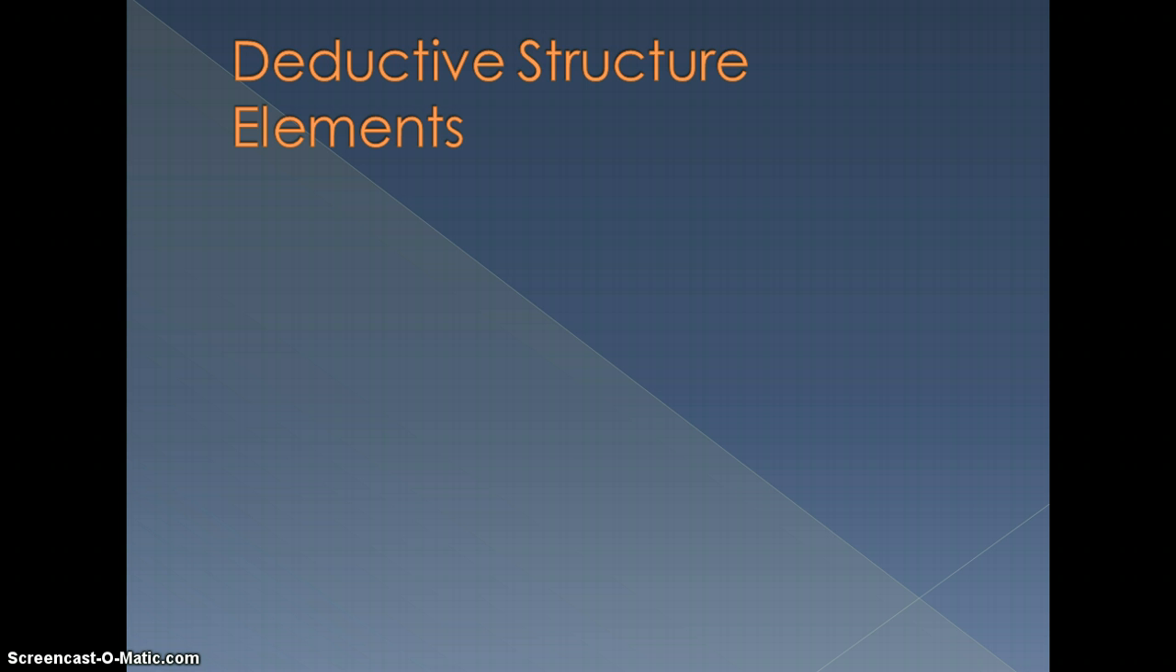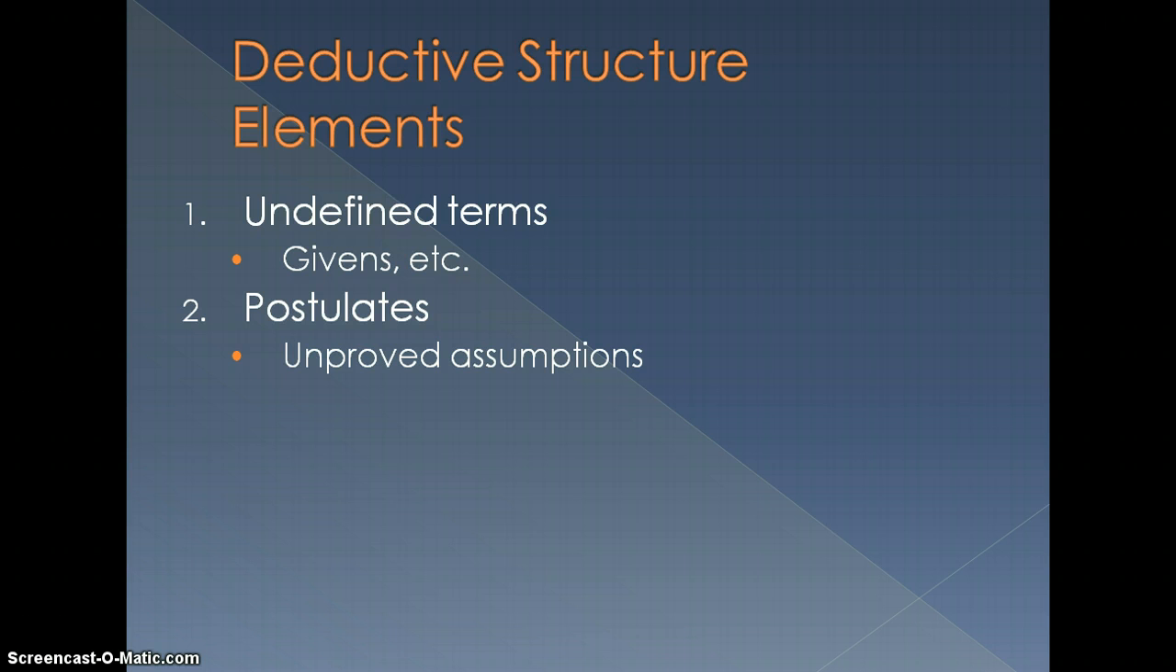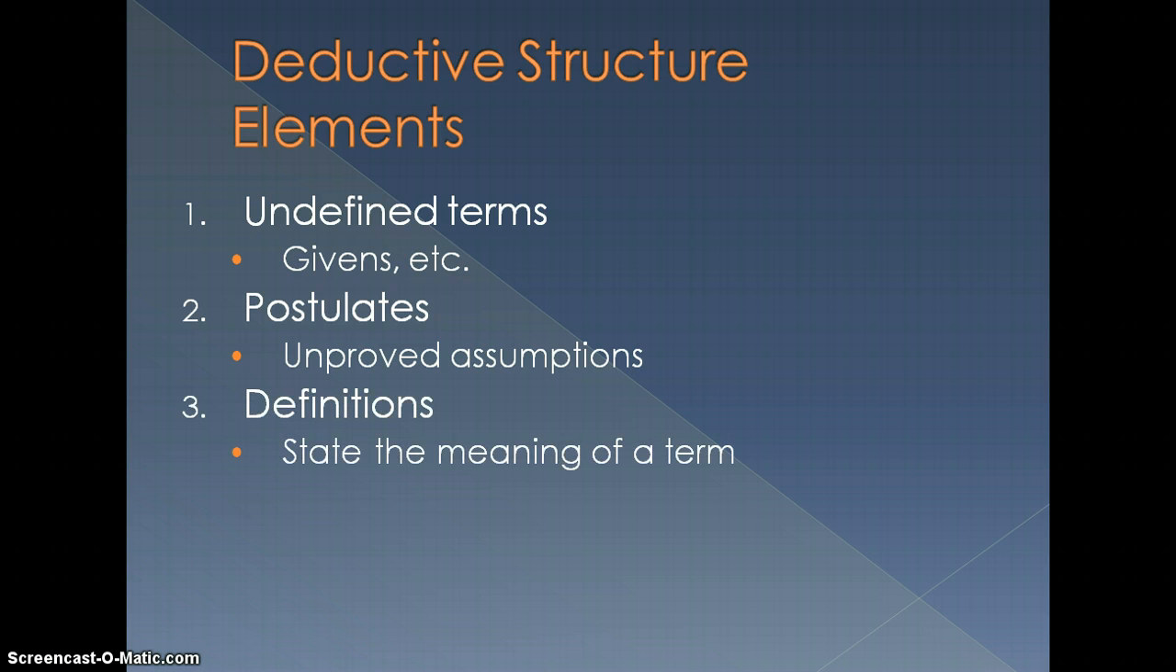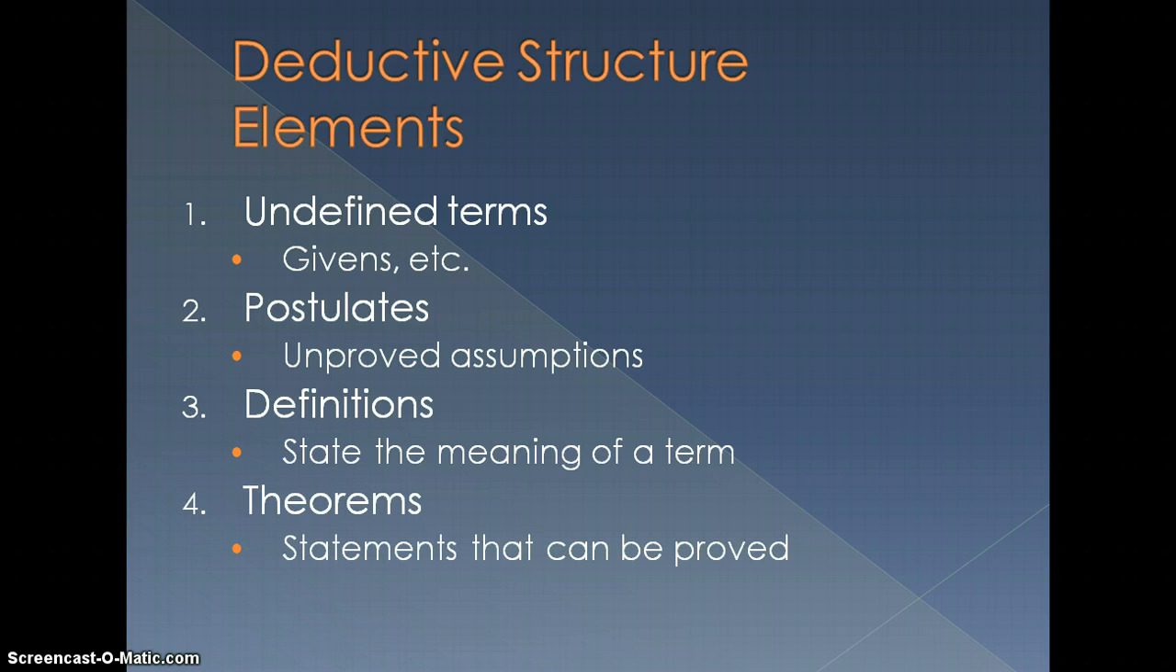We've got deductive structure elements. There's 4 of them. 1, we've got undefined terms, which are our givens, etc. We've got postulates, which are unproved assumptions. We've got definitions, which state the meaning of a term. And we have theorems, which are statements that can be proved. And we currently have 2 theorems that we're using. The one about if you have 2 right angles, then they are congruent, as well as if you have 2 straight angles, they are congruent. Those are both theorems that we have proven and used.